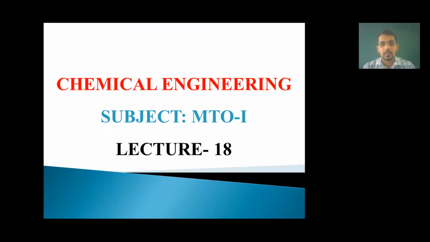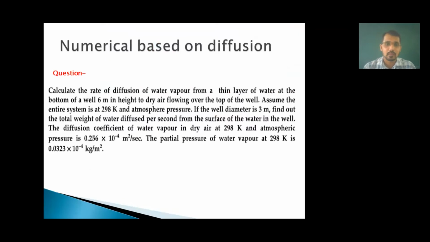In this lecture, I'm going to teach you some important numericals based on molecular diffusion. The first numerical is: calculate the rate of diffusion of water vapor from a thin layer of water at the bottom of a well 6 meter in height to dry air flowing over the top of the well. Assume the entire system is at 298 Kelvin and atmospheric pressure. If the well diameter is 3 meter, find out the total weight of water diffused per second from the surface of the water in the well.